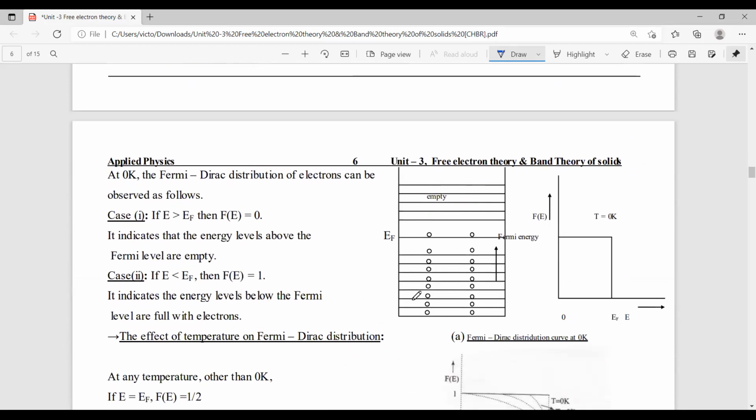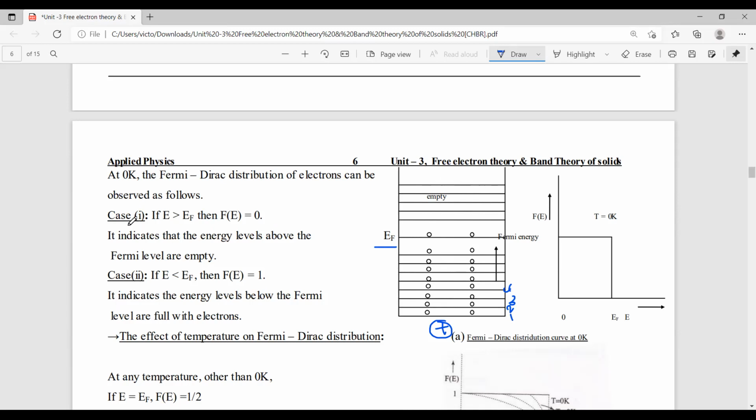Now, this is the figure. These are the energy levels, for example. We have the positive ion core, that is the nucleus, and these are the energy levels 1, 2, 3, 4, and so on. Exactly at this energy level is the Fermi energy level. That means below it all the energy levels are filled with electrons, and above it the energy levels are completely empty. Okay, so it is explained graphically here.